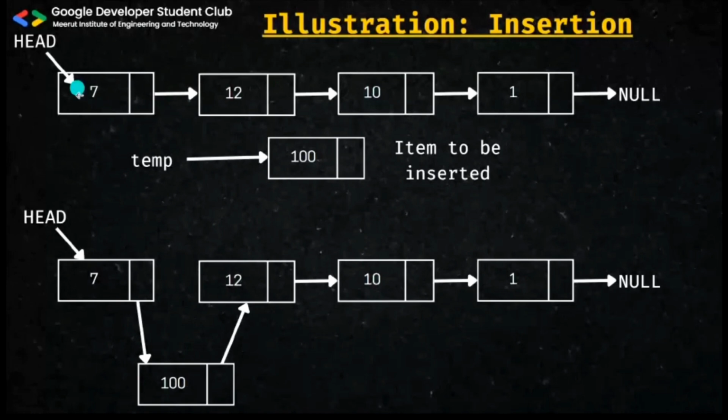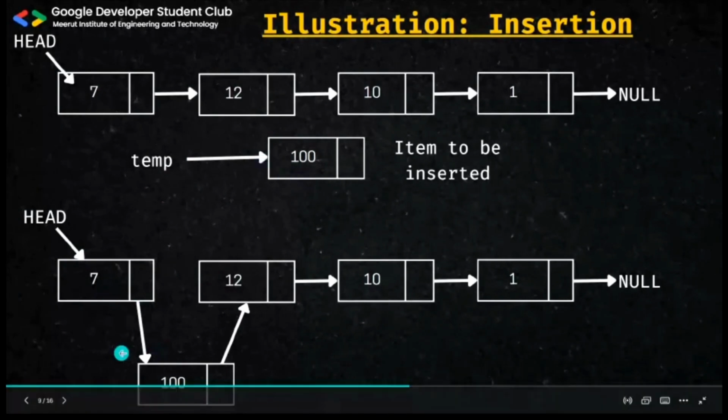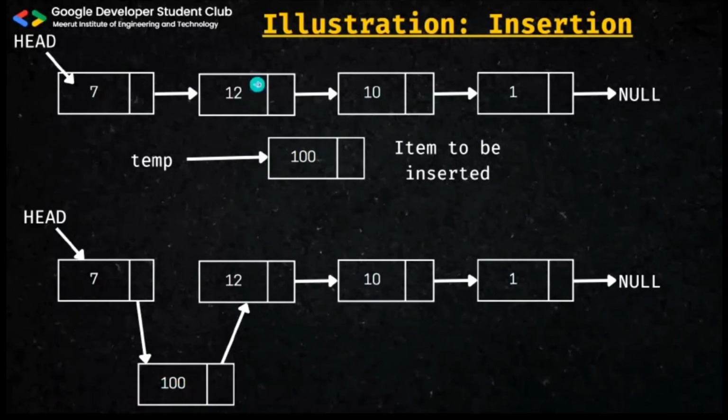What we have to do is update the address that this node is containing. So we will write the address of this node in the next field of this node. So what will happen? This node will contain the address of this temp node and it will point towards this node now. This link will be broken and this will look something like this. The next thing we have to do is connect this to the next node.